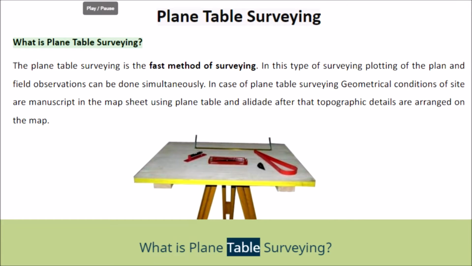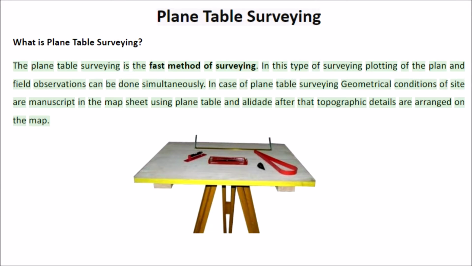What is plane table surveying? Plane table surveying is a fast method of surveying. In this type of surveying, plotting of the plan and field observations can be done simultaneously. In plane table surveying, the geometrical conditions of the site are plotted on the map sheet using a plane table and an eye dot. After that, topographic details are arranged on the map.